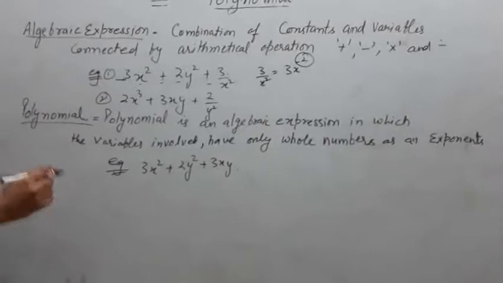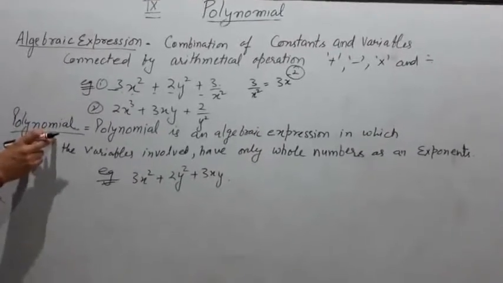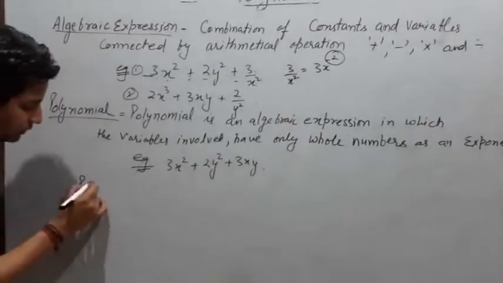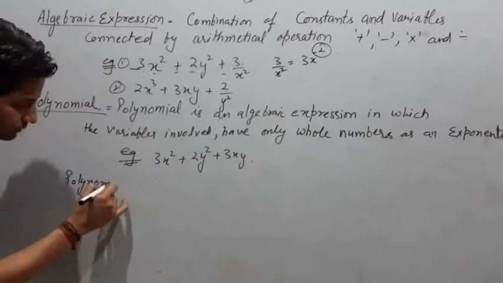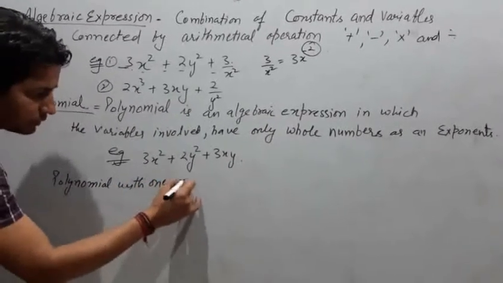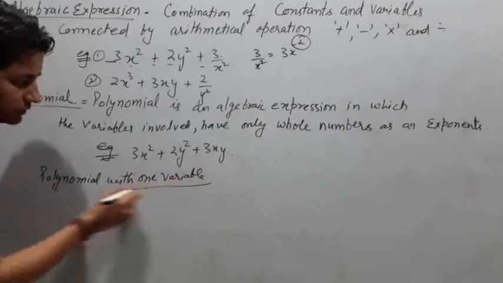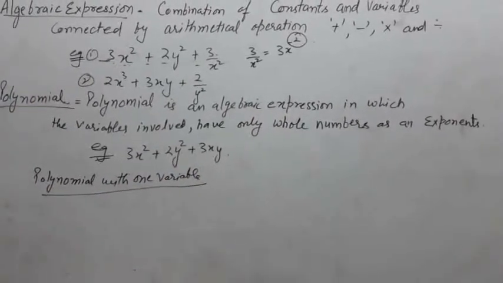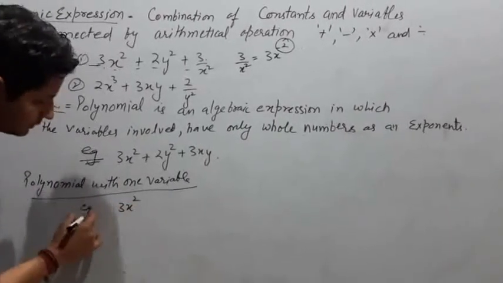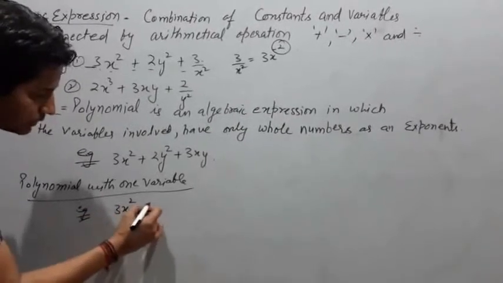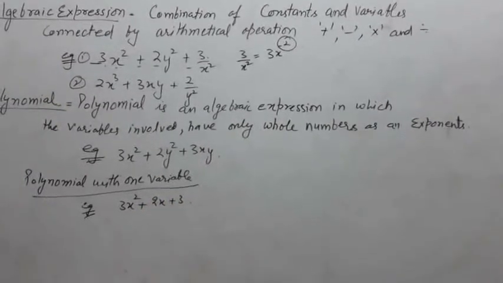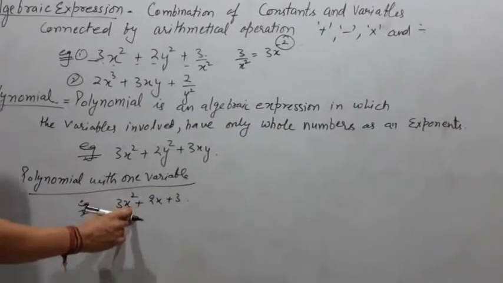In this chapter we will discuss the polynomial with degree with one variable. So if we take the polynomial with one variable, means we have to use only one variable, we can't use two variables. 3x squared plus 2x plus 3. It is an example of polynomial with one variable.